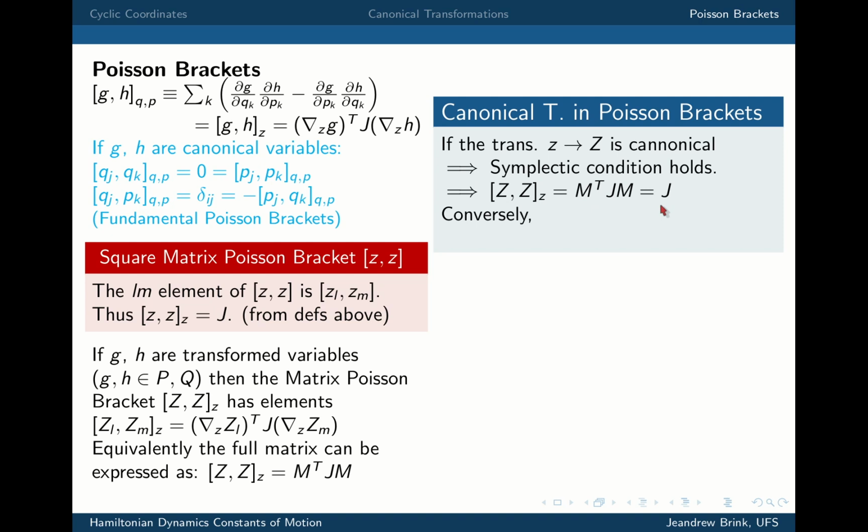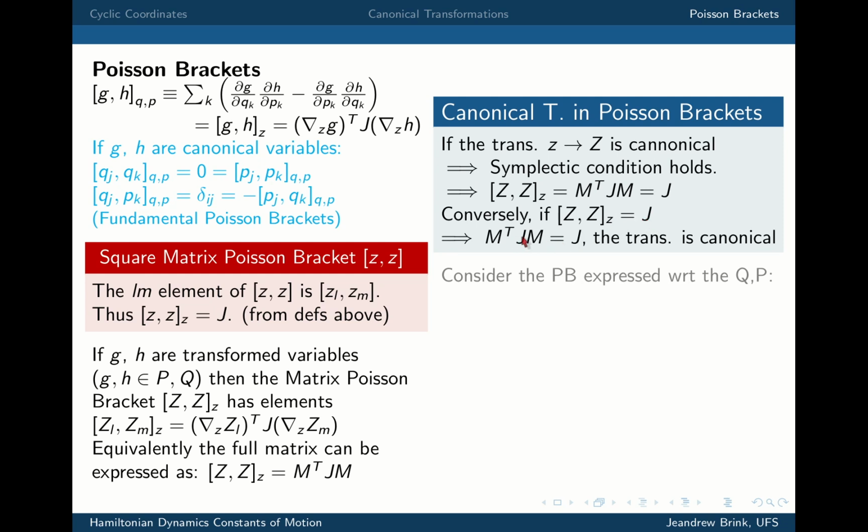And you can do the reverse as well, because there's nothing special we did about the derivation. If you can show that the transformed variables' square Poisson bracket is equal to J, you know by simply working it out that the symplectic condition holds. Because you've proven that it's always equal to M transpose J M, and if it's equal to J, then the transformation is canonical. So it goes both ways. And so the equivalent of saying you have a canonical transformation is that the Poisson bracket of your canonical variables is equal to J.